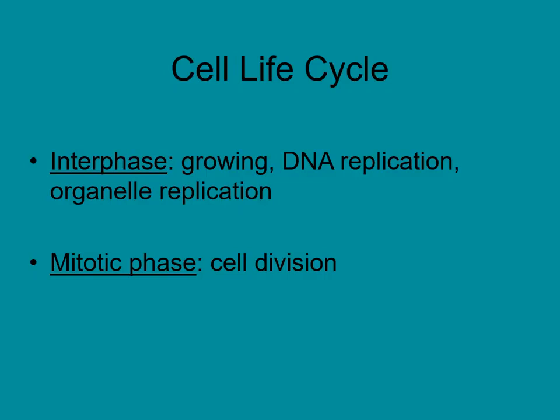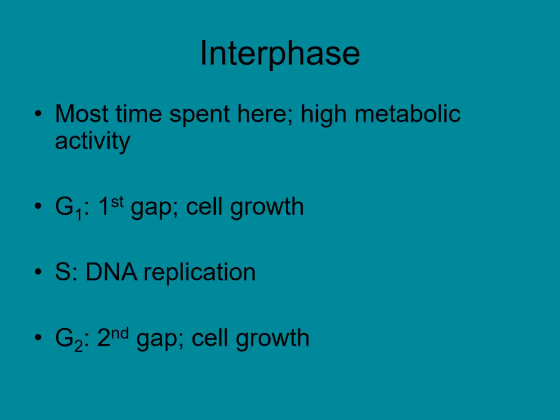The mitotic phase is only a very small portion of the overall life cycle of the cell, and that is when cell division is going to occur. Interphase, as I said, is where most of the time will be spent. It's a high metabolic activity time. It is subdivided into 3 parts, the G1, the S, and the G2.